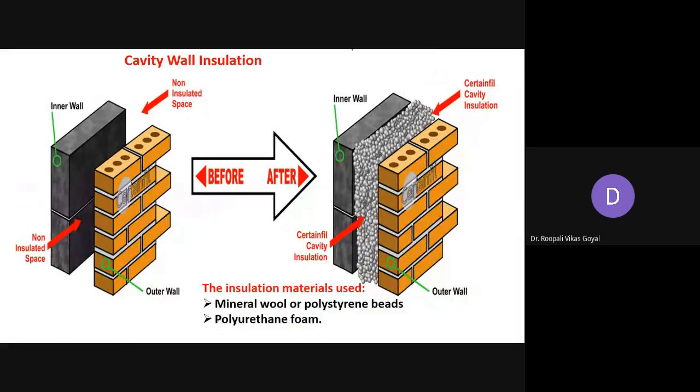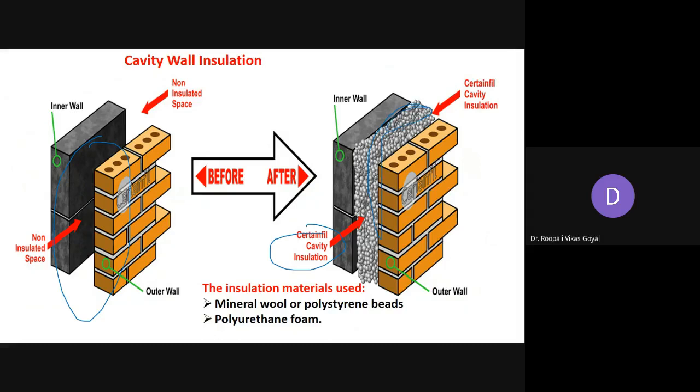So here this cavity wall insulation is given. So this is the wall which has no insulated space. It is fully filled with the air cavity. But if you are using certain insulating material, just to have effective insulation, sound insulation, heat insulation, then certain insulation material can be filled inside.